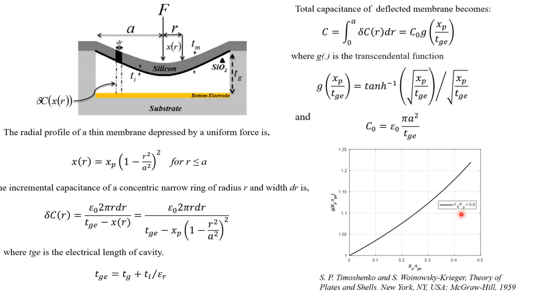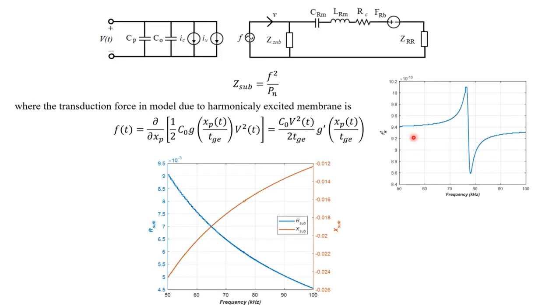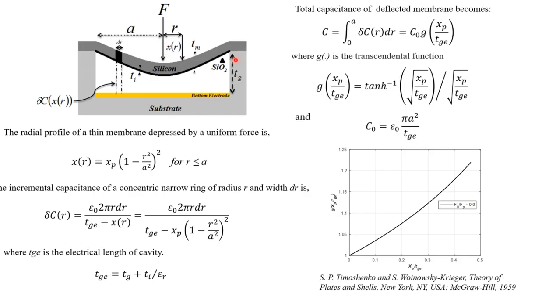Okay, I might need more time in explaining the capacitance, but the importance of the capacitance comes when you evaluate the transduction force. So we need this capacitance in our analytical circuit model. So this C naught is what you have over here, but it has to be multiplied by the transcendental function G over here.